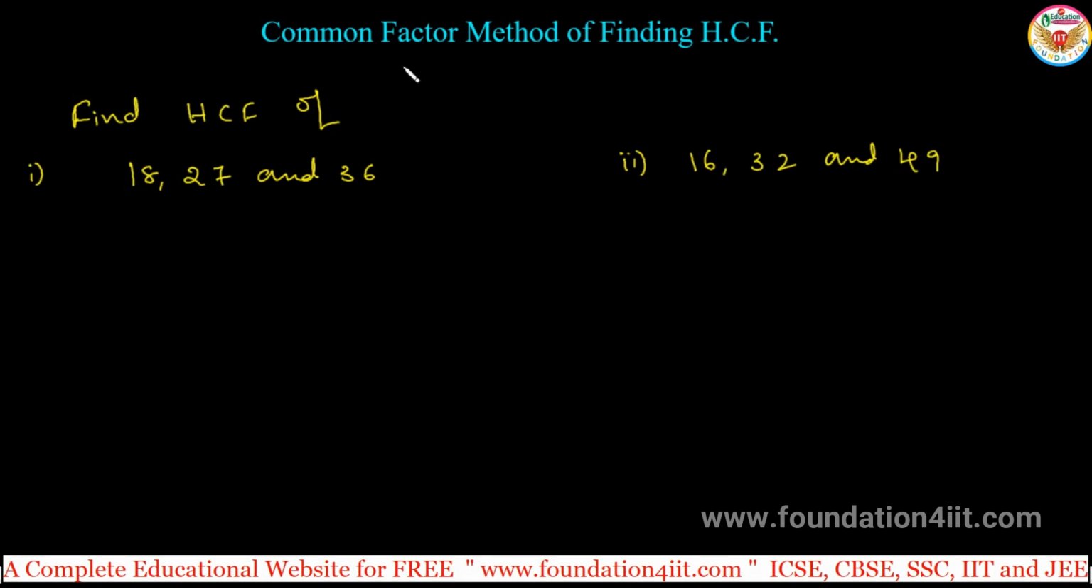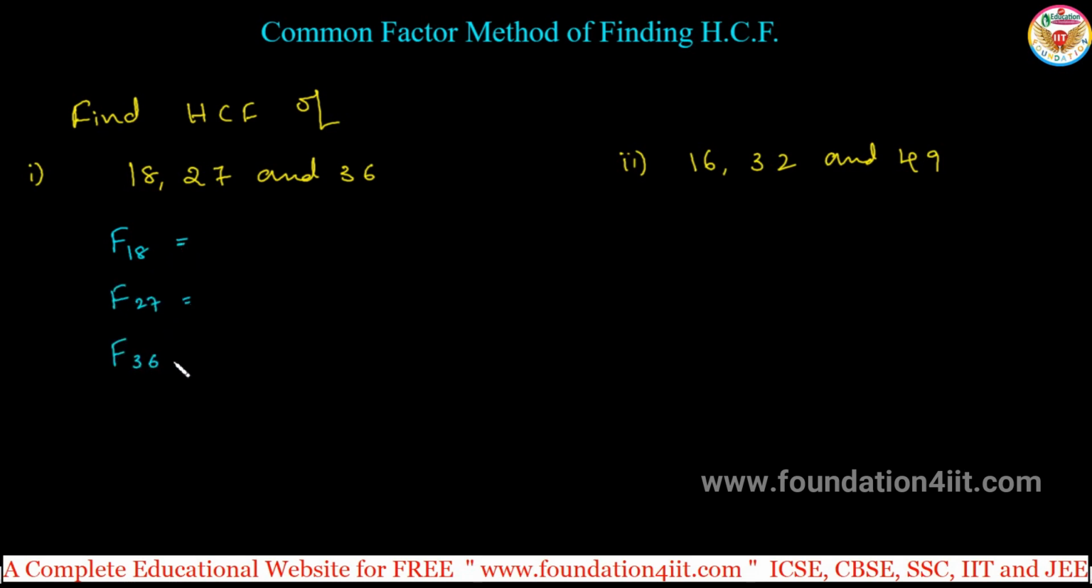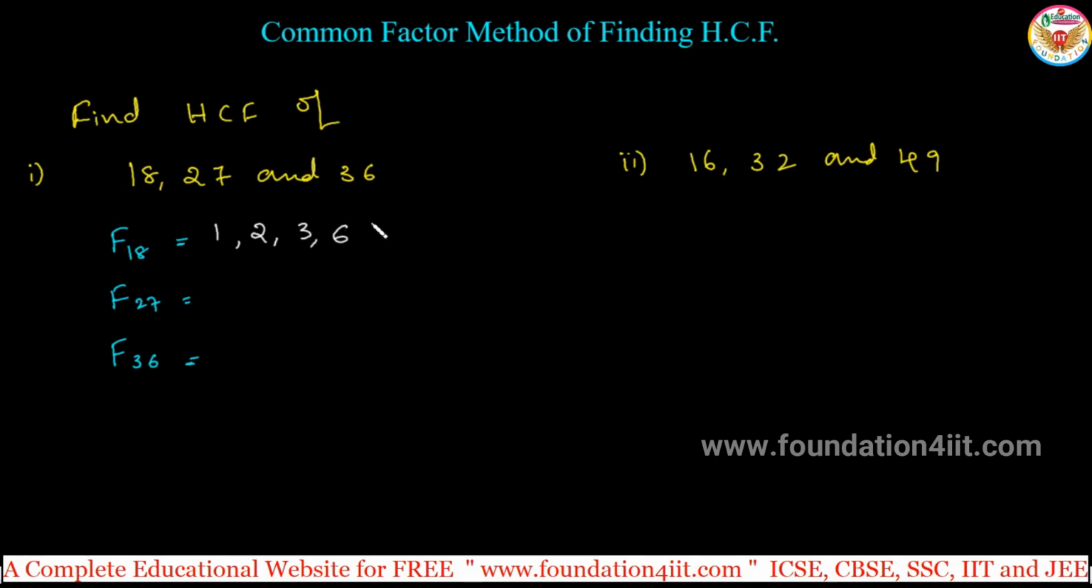So I'm going to use the common factor method. In this, first you have to find all the possible factors of each given number, right? So the factors of 18, factors of 27, factors of 36. This is the first step: find all the possible factors of each given number. Now 18 factors: 1, 2, 3, 6. Which numbers exactly divide? Those are 6, 9 and 18. These are the factors of 18.